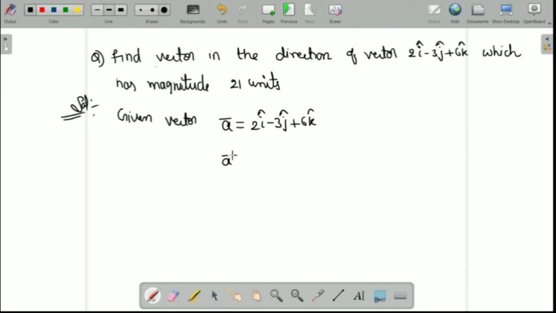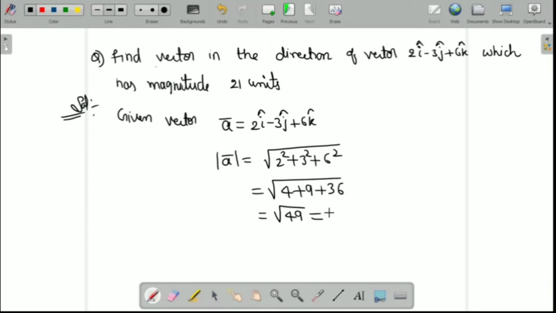Find the magnitude of the vector. Root over 2 square plus 3 square plus 6 square. So 2 2s are 4, 3 3s are 9, plus 6 6s are 36. So 49. Root over 49 gives 7, since 7 7s are 49. So the magnitude is 7. But what he is asking is to find the vector in the direction of the vector.